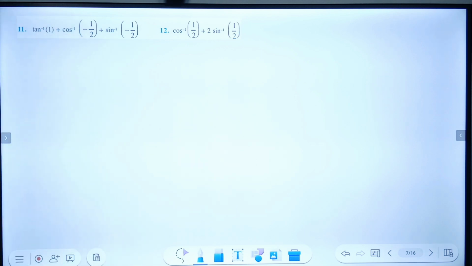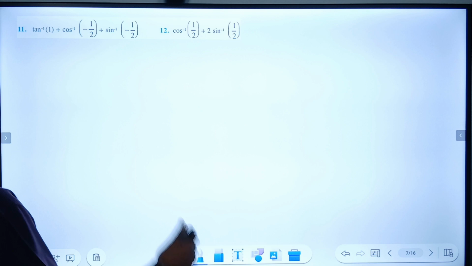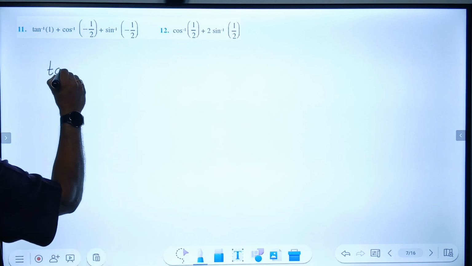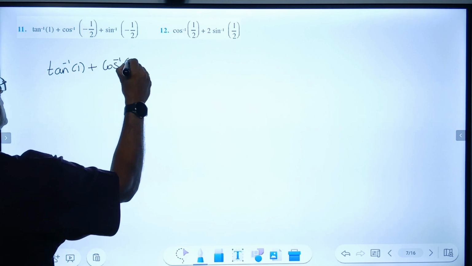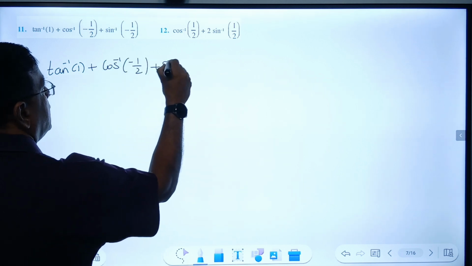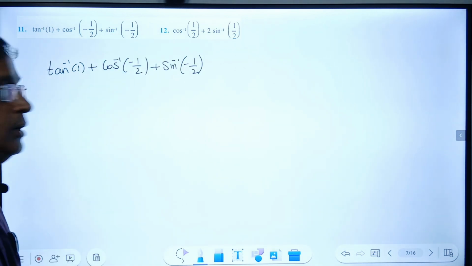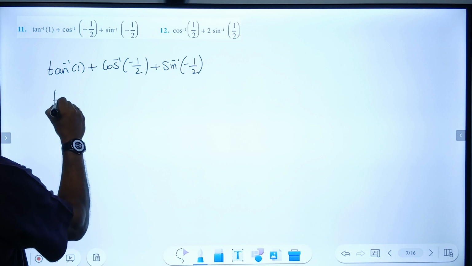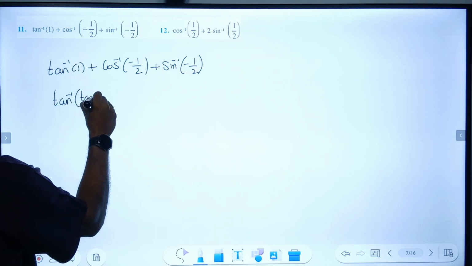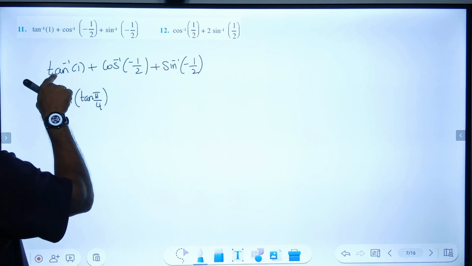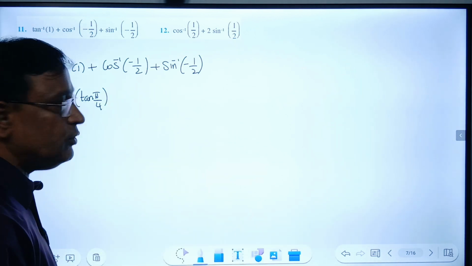Now, this problem I would like to do, as I told you, it's a combination of 2 questions. Okay. Now, tan inverse of 1 plus cos inverse of minus half plus sine inverse of minus half. Correct? Now this is tan inverse of, what is 1 in terms of tan? It's tan pi by 4. When there is a tan inverse outside, I have to get in terms of tan only inside.